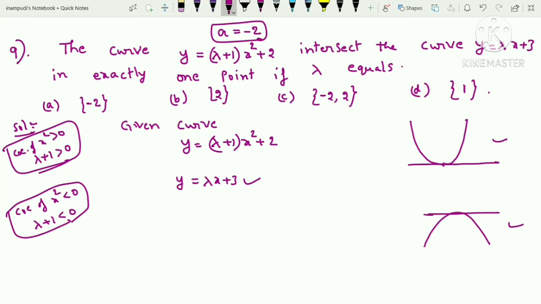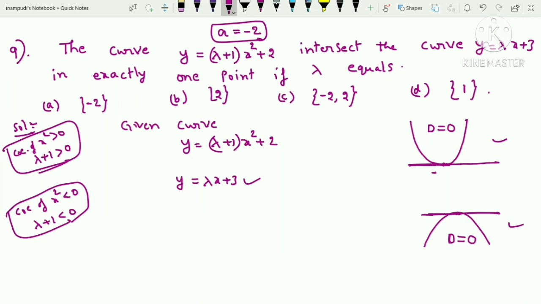Okay, one point. In this situation we know that the discriminant is equal to 0. This point is minus b by 2a, only one point. A curve and a line touch at only one point. In this situation also, both curves intersect at only one point, and we know that the discriminant is equal to 0.